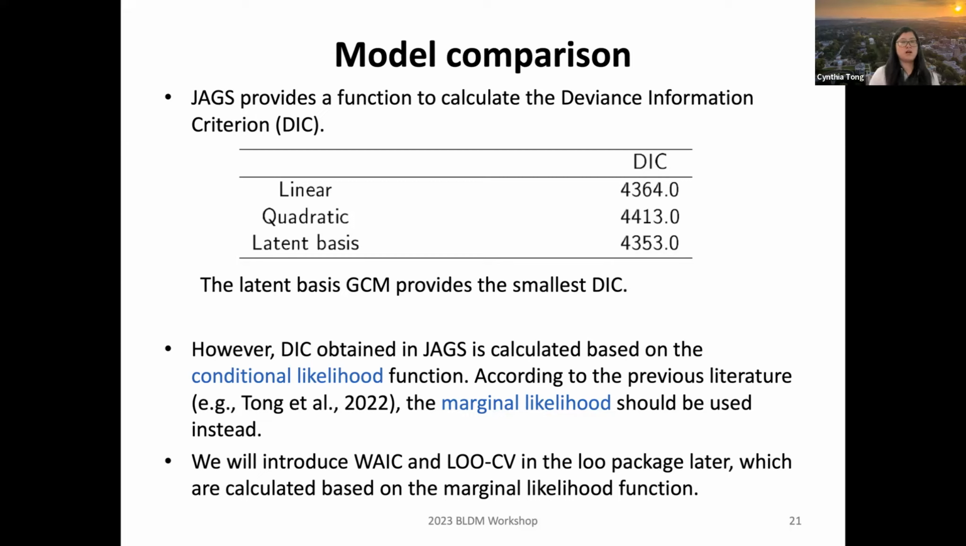However, what I want to really note here is that DIC obtained in JAGS is calculated based on the conditional likelihood function. And according to previous literature, the marginal likelihood should be used, because if we use the conditional likelihood function for models with latent variables, the model comparison results are not very precise. Okay, so we will introduce WAIC and LOO cross-validation in the loo package later, which are calculated based on the marginal likelihood function.